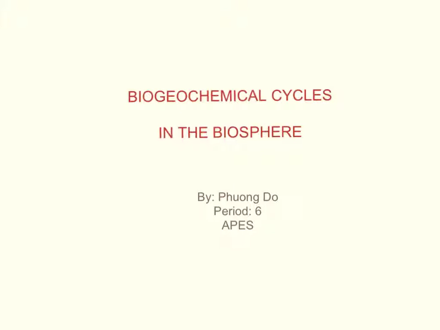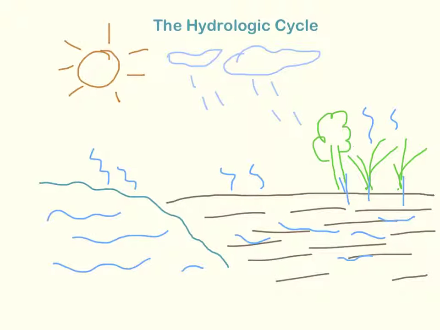The movement of matter within and between ecosystems is known as biogeochemical cycles. These include four cycles: hydrologic, nitrogen, carbon, and phosphorus. The first cycle we'll talk about is the hydrologic cycle. This cycle happens in the atmosphere, the lithosphere, and the hydrosphere.